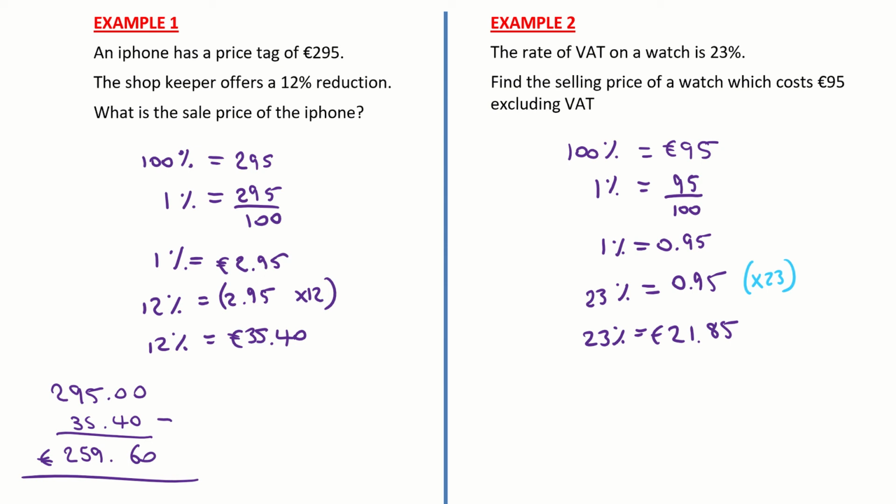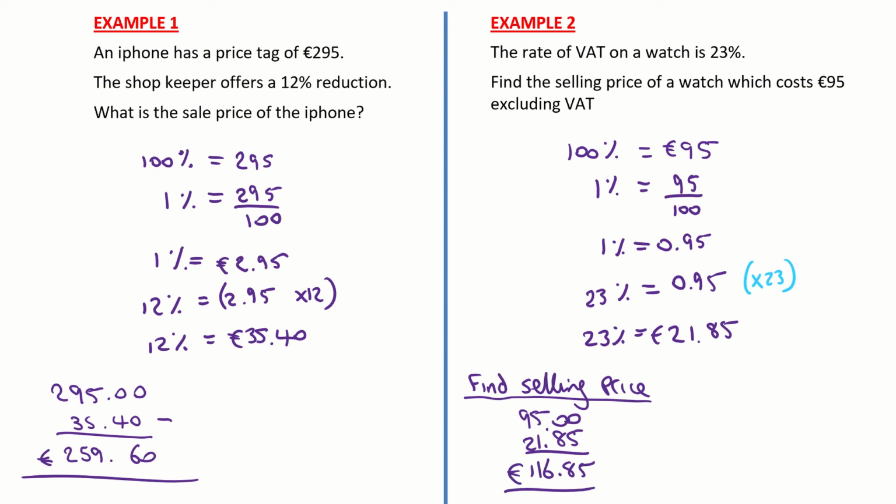The question though wants us to find the selling price of the watch. So I now need to find the selling price, which is found by adding the €95, the original cost price, plus the VAT, €21.85. And when I add them together, I'm getting €116.85. That's the price of my watch. Going to scroll over now and look at example 3, which is slightly different.